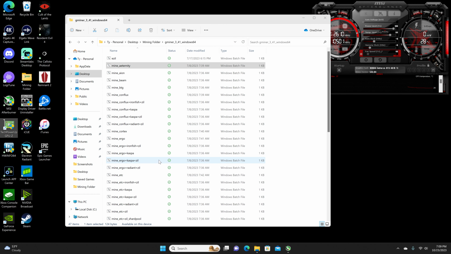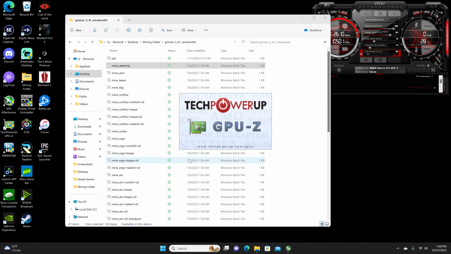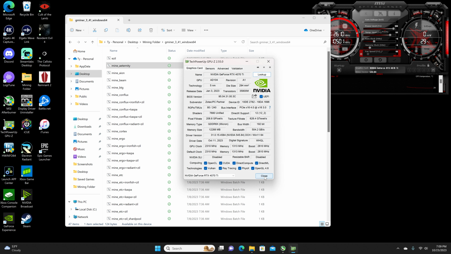As for the memory, it should be Micron for the majority of the 40 series. Everything except for the RTX 4060, I believe, is Micron. 4060, I believe, is Hynix.